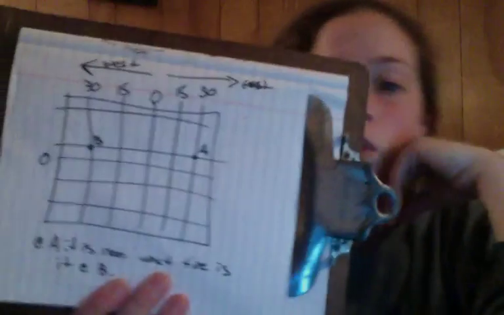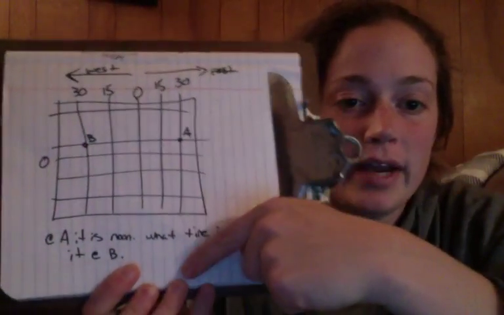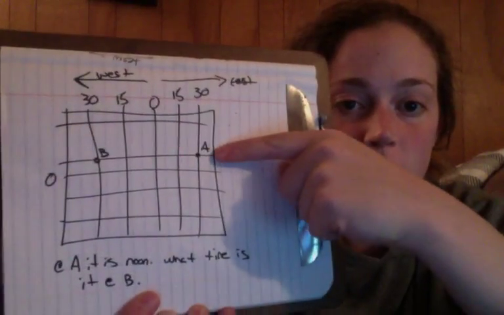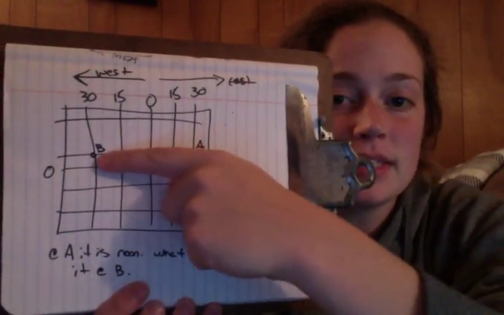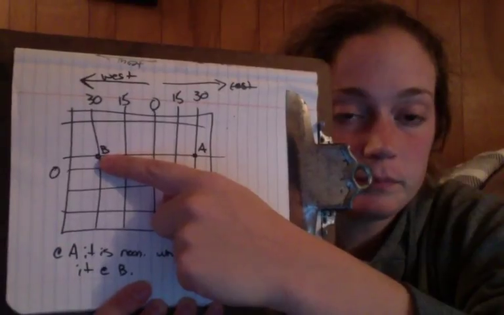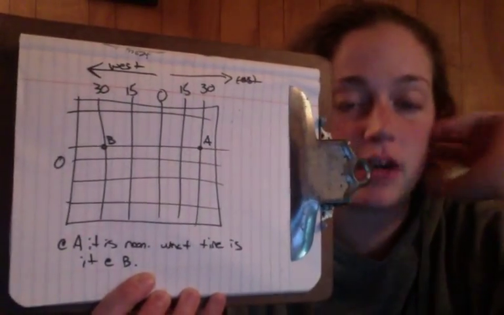Alright, so we have another grid. At point A it's noon. Over here it's noon. What time is it at point B? I'll leave this up here, let you try to figure it out.